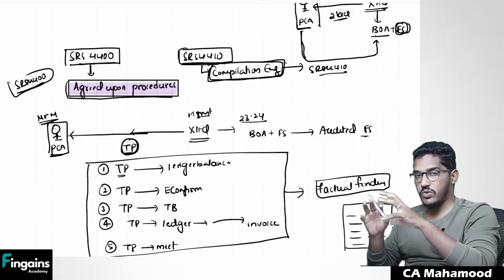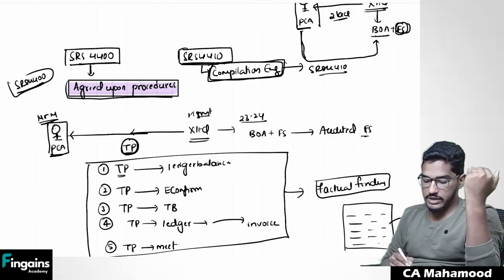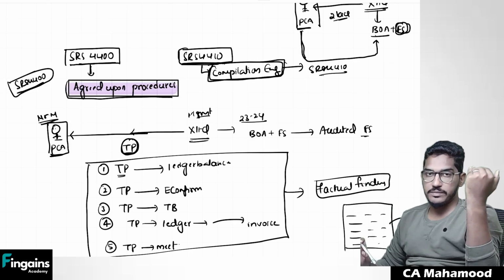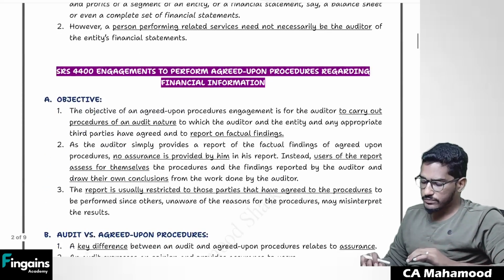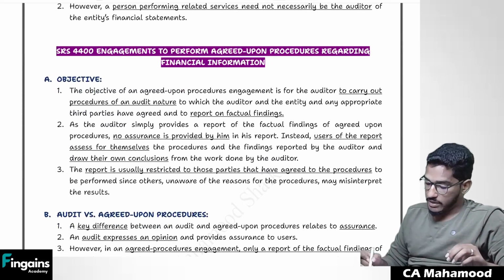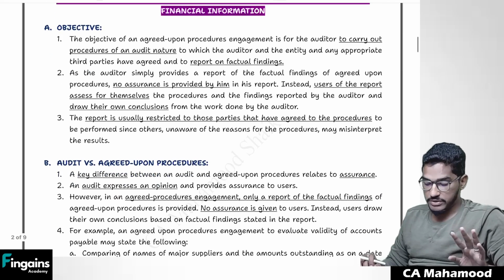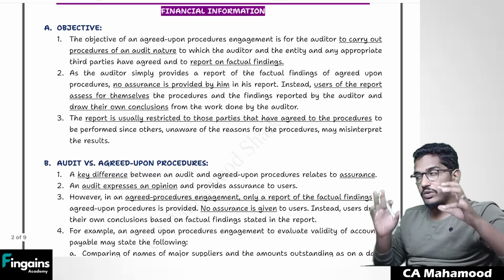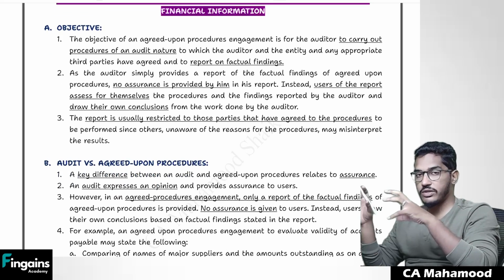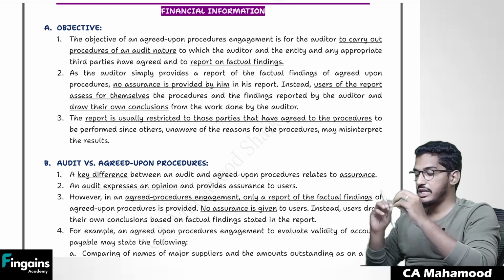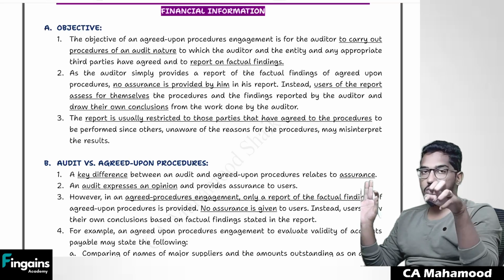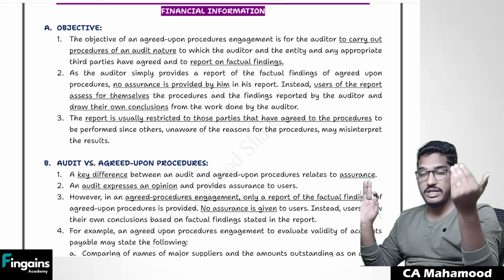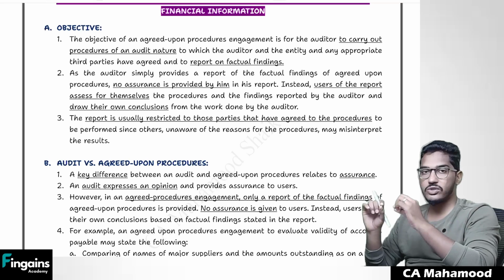So since we understood what each engagement means, let us try to understand what exactly guidance these standards are giving. Clear, everybody? So we will go to SRS 4400 and let us see how we are required to perform agreed upon procedures regarding financial information. So how are you going to differentiate these agreed upon procedures from audit? In audit, we give assurance. In agreed upon procedures, we don't give any kind of assurance. In the case of agreed upon procedures also, we perform procedures which are similar to audit.